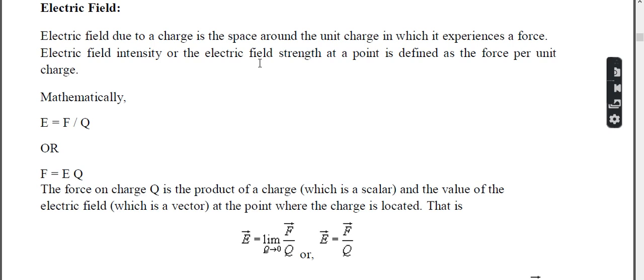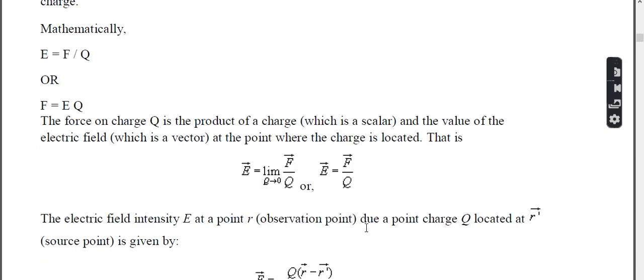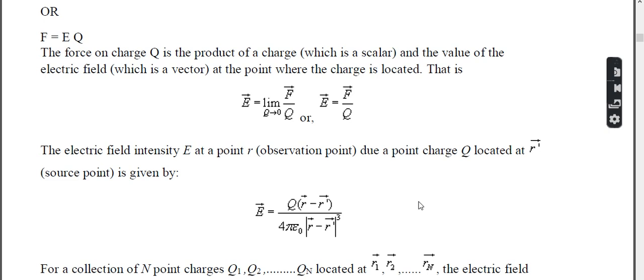So electric field strength is defined as the force per unit charge. Mathematically, E is equal to F by Q, so force is E into Q. Already you got the force equation, and you divide it by that charge. So electric field intensity is force by charge, or E is equal to F by Q. This will become the electric field form.